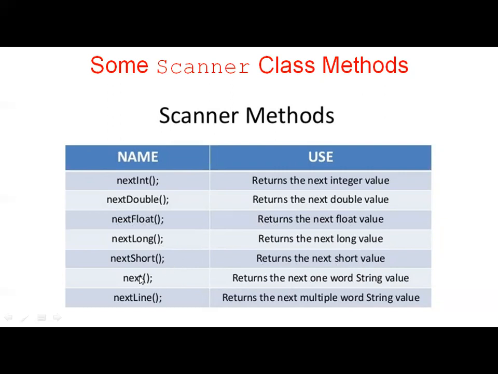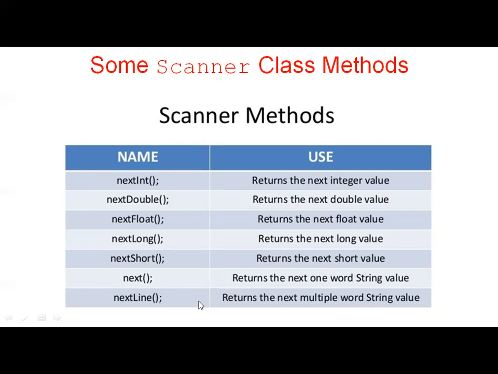Next, just see here, next. This returns the next word or a string value. That means if you want to read a string, the method name is next. So sc.next, when you call this method, reads a string from the keyboard. Whatever you enter through the keyboard will be read as a string by the next method.